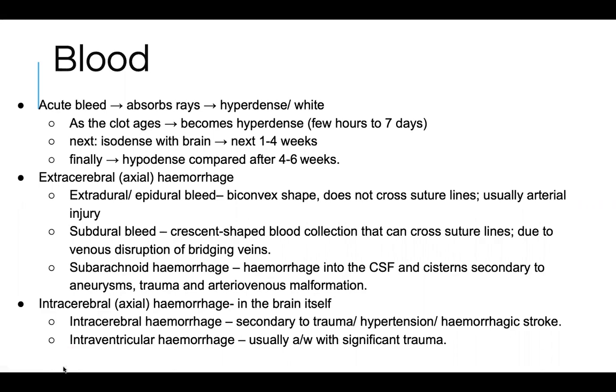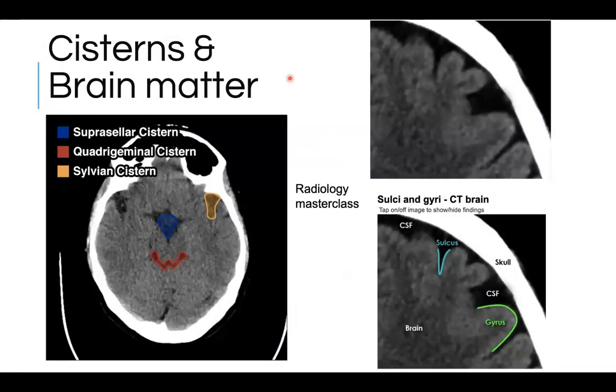Okay, so the next part would be to look at the cisterns. So what are cisterns? They are collections of CSF. Their function is to surround and protect the brain. And you need to look at these cisterns for any asymmetry and the presence of blood in them. The presence of blood in them could lead you to a diagnosis of a subarachnoid hemorrhage.